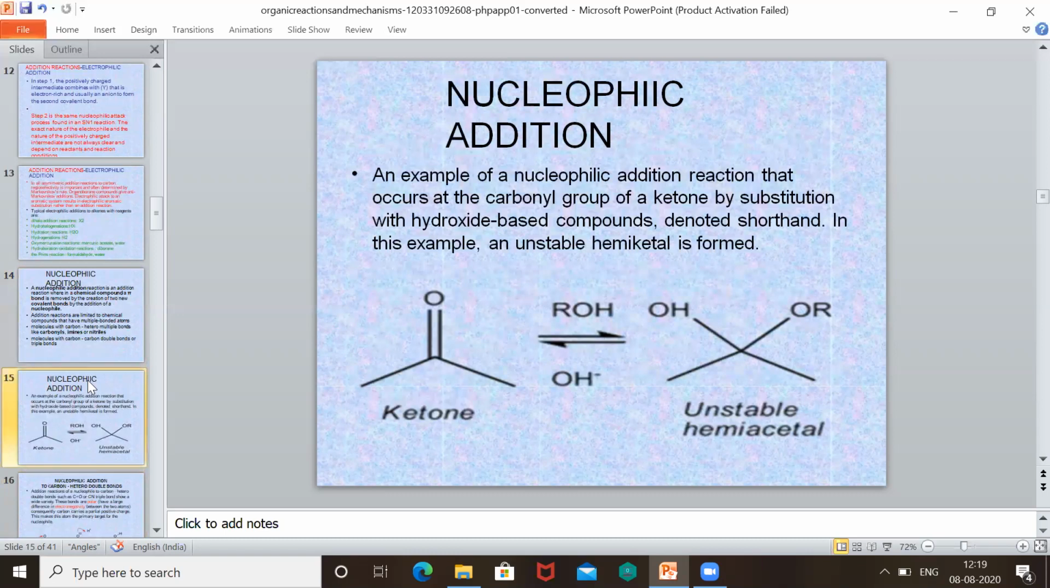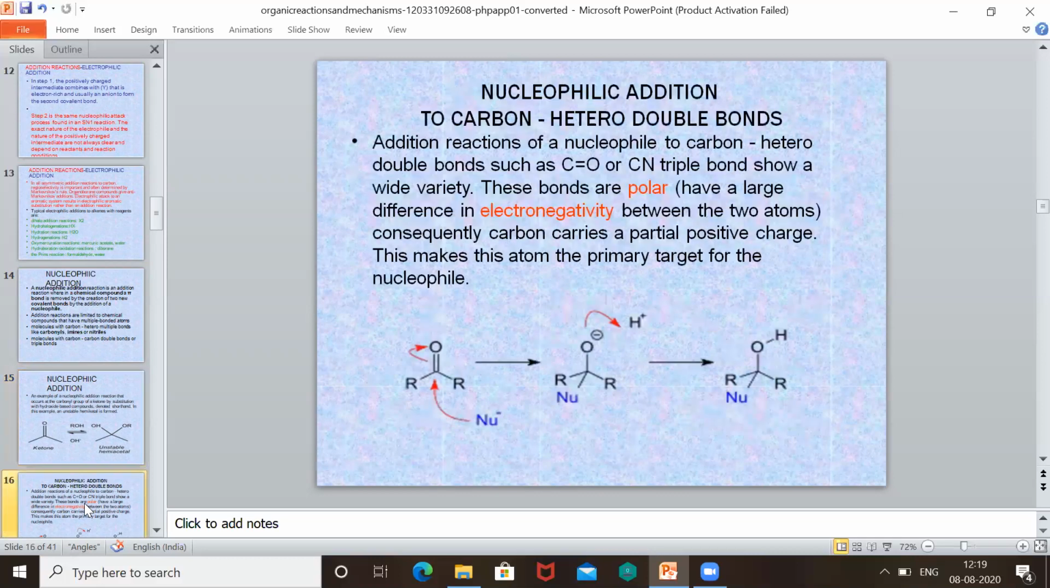You see your ketones. In this bond, the pi bond will be transferred to oxygen. Oxygen becomes negative, carbon becomes positive, and carbon is now ready to accept the nucleophile, OH minus or OR minus, and this unstable hemiacetal is formed. This is nucleophilic addition. An example of a nucleophilic addition reaction occurs at the carbonyl group of a ketone with a hydroxide-based compound, giving an unstable hemiketal compound. Here also we can see nucleophilic addition.